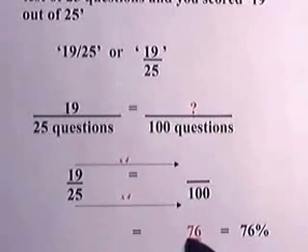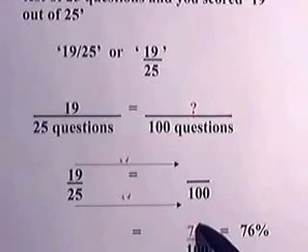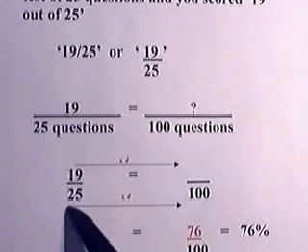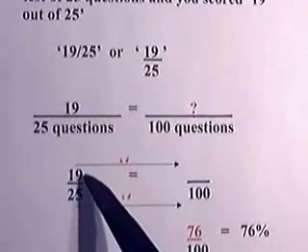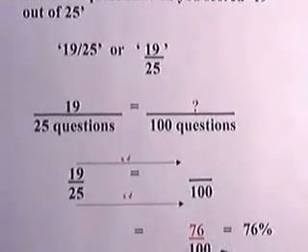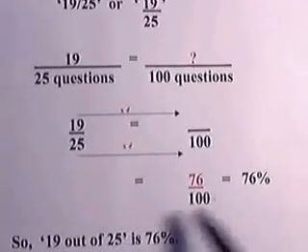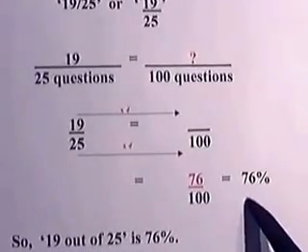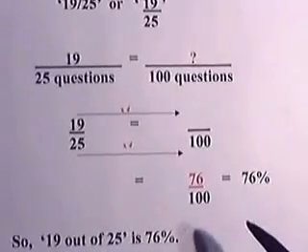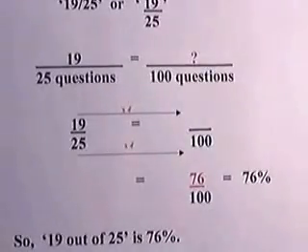This means that had there been 100 questions, you would probably have got about 76 right, going upon the score that you got of 19 out of 25. And so you can say that a score of 19 out of 25 has a percentage value of 76%. Okay, that's pretty straightforward.